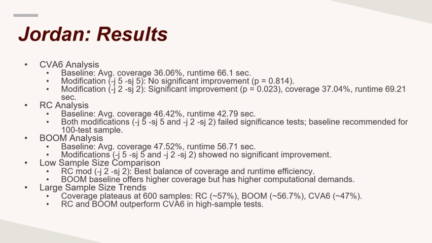So for the CVA6, we had about an average coverage of 36%, and the runtime was a little over a minute. For our first modification, with both being 5, we saw no significant improvement in the coverage or runtime. But when we changed the modification to both be 2, we saw a significant improvement and an increase in the coverage, with a slightly slower runtime.